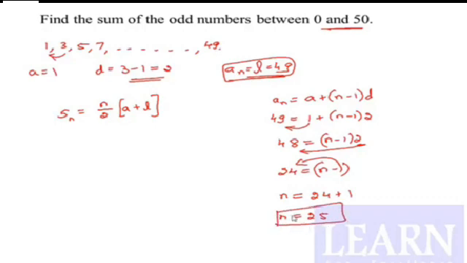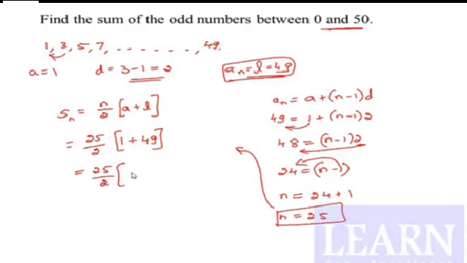Now we have got the value of n is equal to 25, substitute here. So Sn is equal to 25 divided by 2 into (a plus l), the value of a is 1, l is 49, which is equal to 25 by 2 into (1 plus 49). 1 plus 49 is 50. So 2 ones are 2, 2 twenty-fives are 50. So the value of Sn is 25 into 25, which is equal to 625.